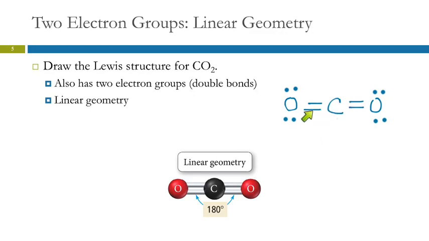There's a double bond here and a double bond there. A double bond is one group because covalent bonds are localized, at least in Lewis theory, between these two atoms. So these two double bonds can't get away from each other. They're stuck. They're fused together, essentially. So it's this double bond trying to get away from the other double bond. Two groups, again, linear geometry. This time, though, it's two double bonds instead of two single bonds. Same result.